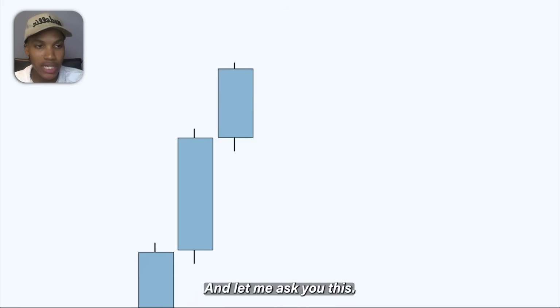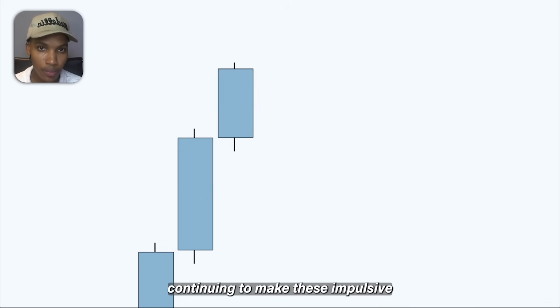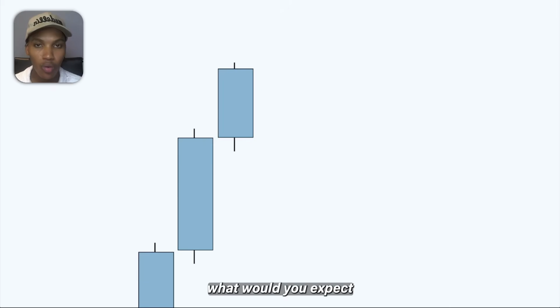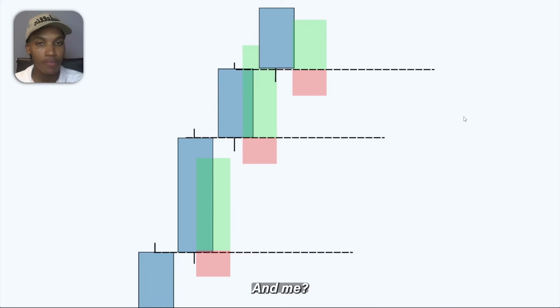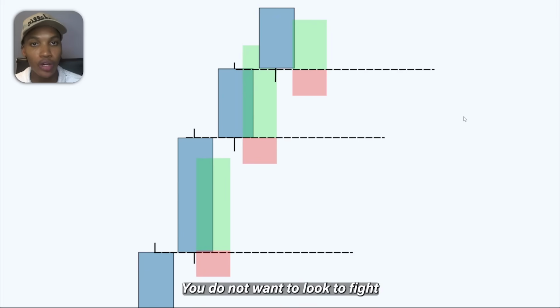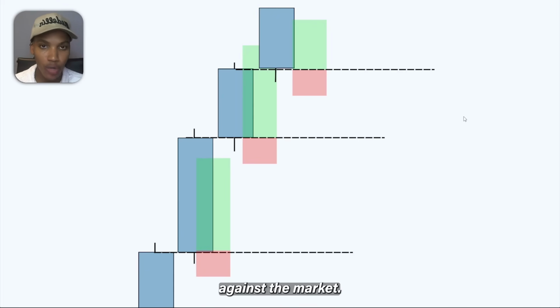Now, let me ask you this. If we see that price is continuing to make these impulsive major body candles, what would you expect the next candle to then produce? And if you guys said that the next candle would be bullish, you would be correct. You do not want to look to fight against the market momentum. It's showing you that it is pushing up. You're looking to trade that next bullish candle.